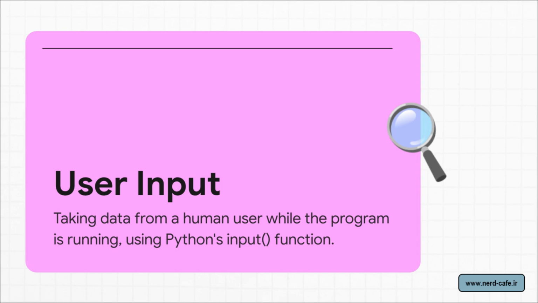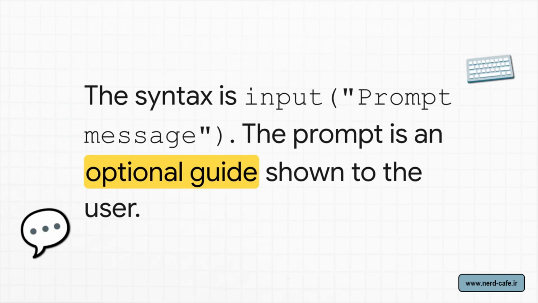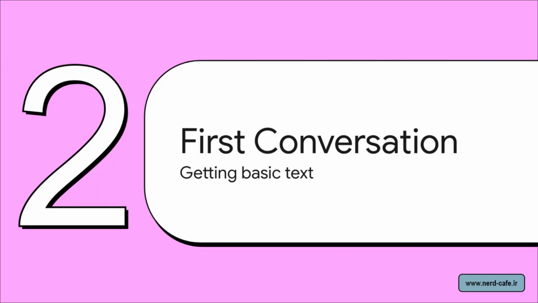It's that simple. And the best part? The syntax is just so straightforward. You just type input, and inside those parentheses, you can put a little message. That's what we call the prompt, and it's the text that pops up to tell the user what you want them to type in. All right, enough talk. Let's actually have our very first conversation with a Python program. We're going to start super simple, just by getting some basic text from our user.